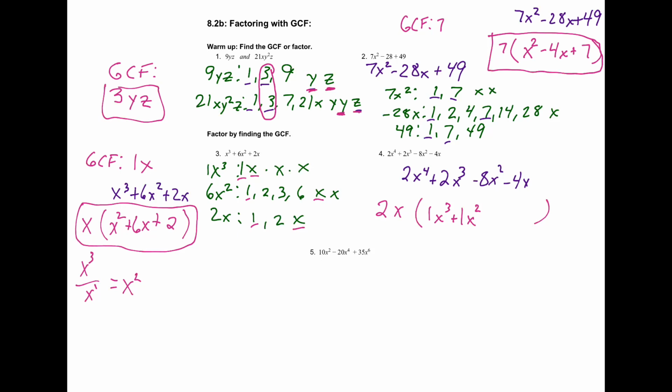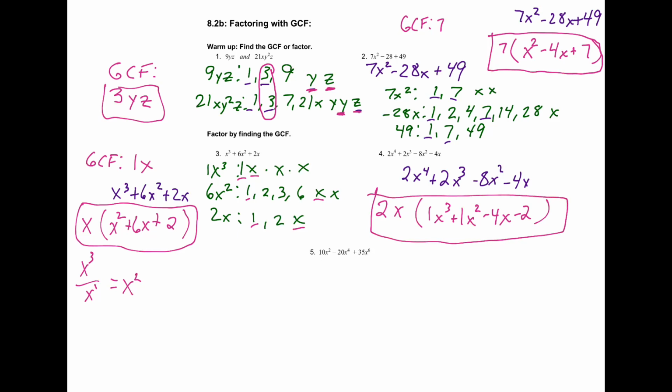Next part, we want to look at this one. Okay, remember, we're undistributing here. So a negative 8 divided by 2 gives us a negative 4. And then x squared divided by x gives us 1x. And then the last part, undistribute this negative 4. Negative 4 divided by 2 gives me negative 2. And then x divided by x, those guys cancel out, so that's my answer.